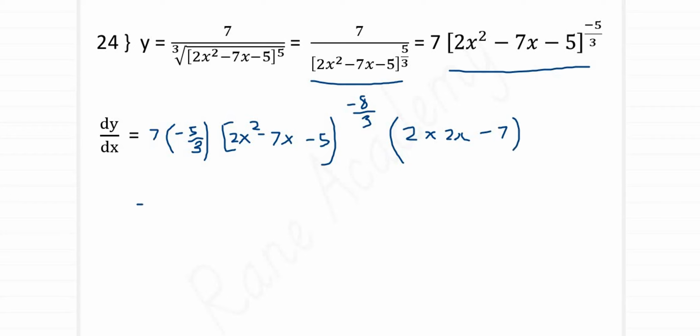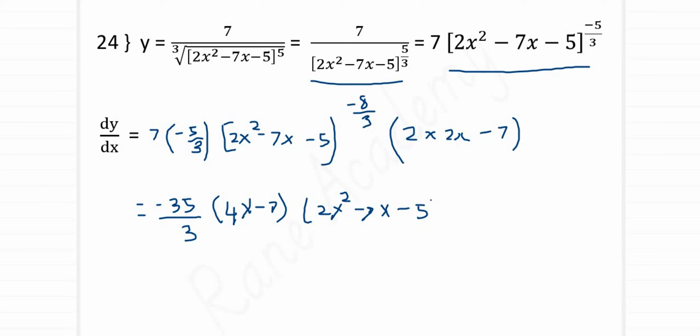So the final answer should be 7 into minus 5, that is minus 35 by 3, into 4x minus 7, into (2x square minus 7x minus 5) whole raised to minus 8 by 3. Okay, so actually what we have done is we have simplified to a standard function x raised to n.